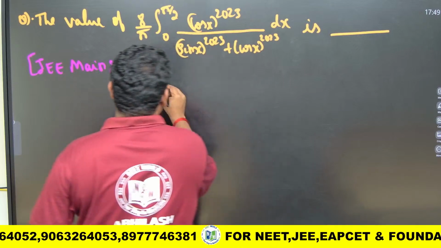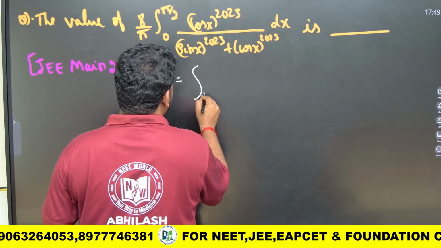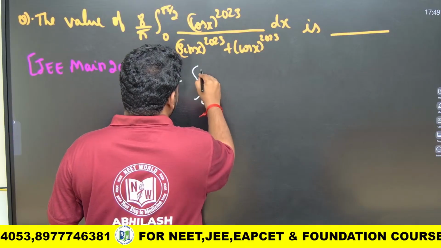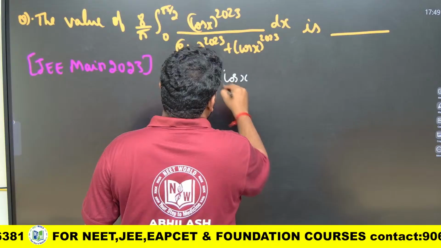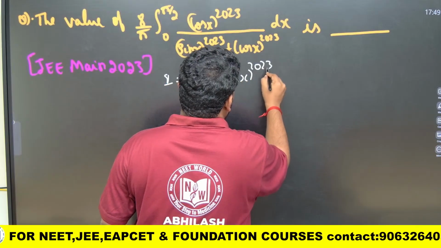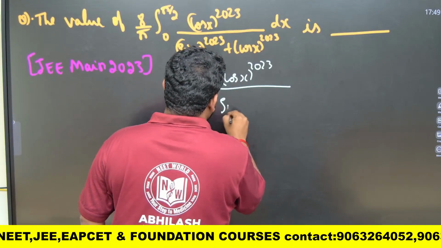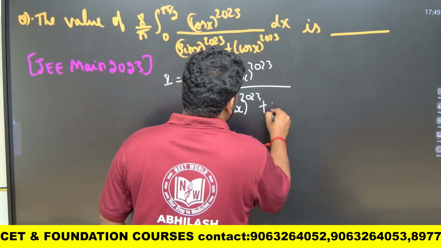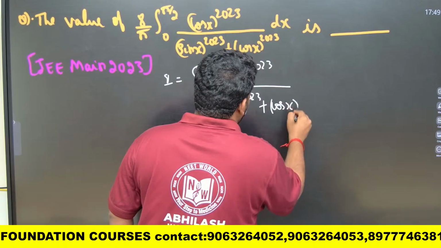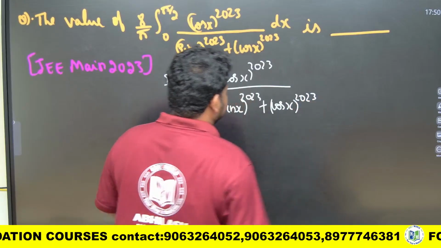So here I can write I is equal to the integral from 0 to pi by 2 of cos x to the power of 2023 divided by sin x to the power of 2023 plus cos x to the power of 2023. Alright, this is the question that they have given.